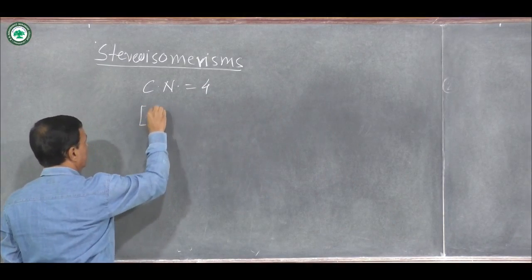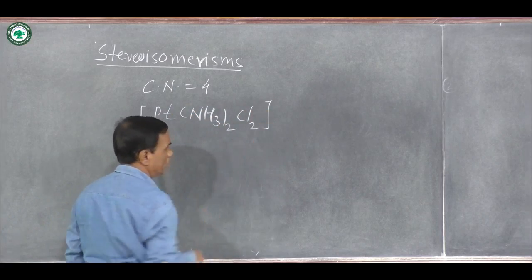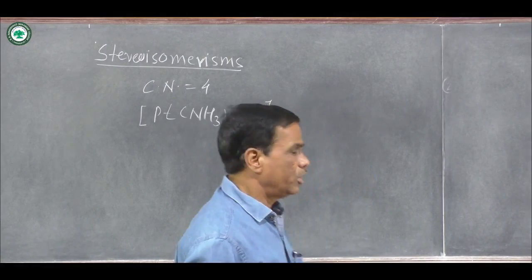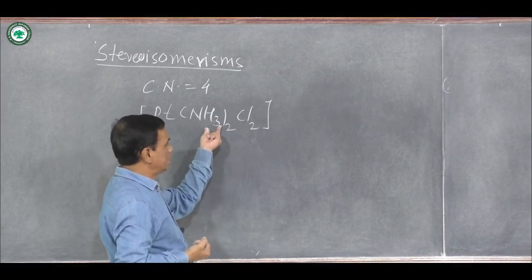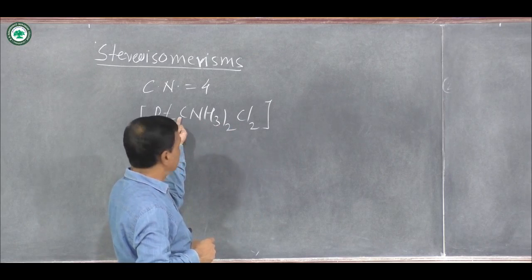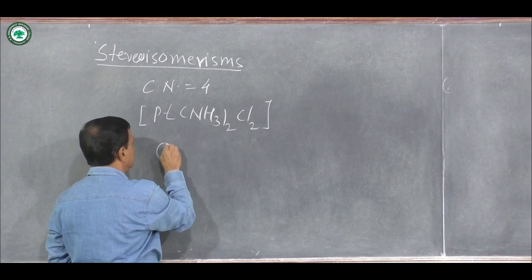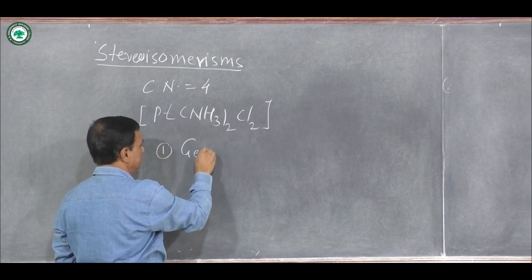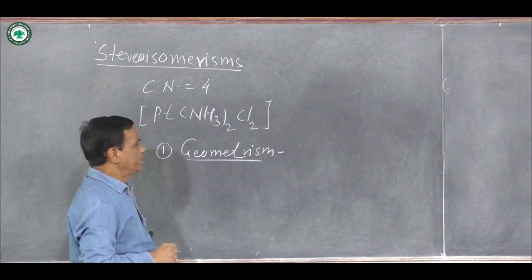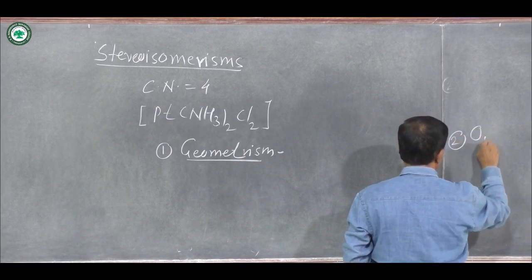Just as you have seen the example of Pt(NH3)2Cl2. In this complex compound, platinum is the central metal ion, and of the 4 ligands, 2 are NH3 ligands and 2 are chloride ligands. These ligands are directly attached to the central metal ion, and therefore coordination number is equal to 4. They show 2 types of isomerism. Number 1 is geometrical isomerism, and second is optical isomerism.